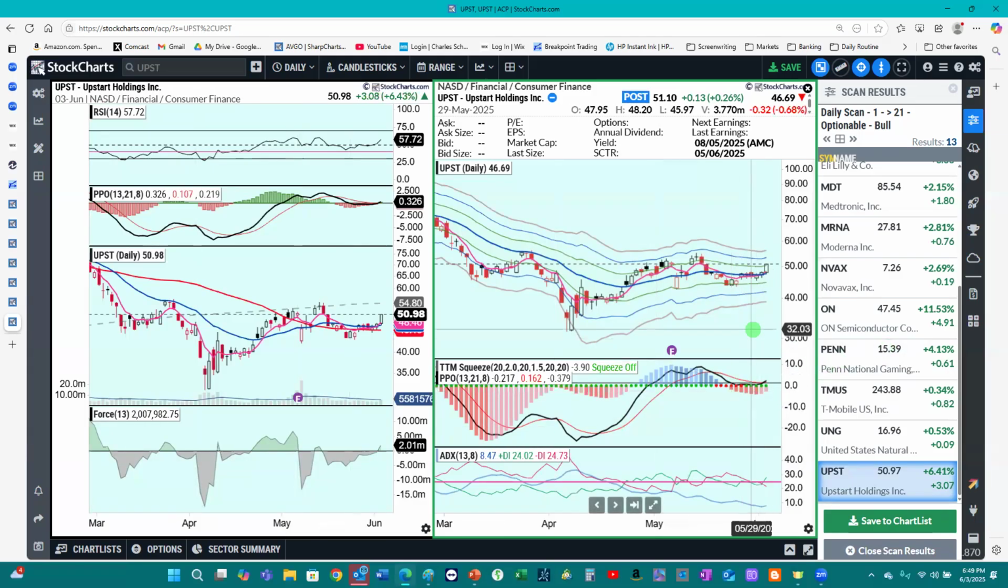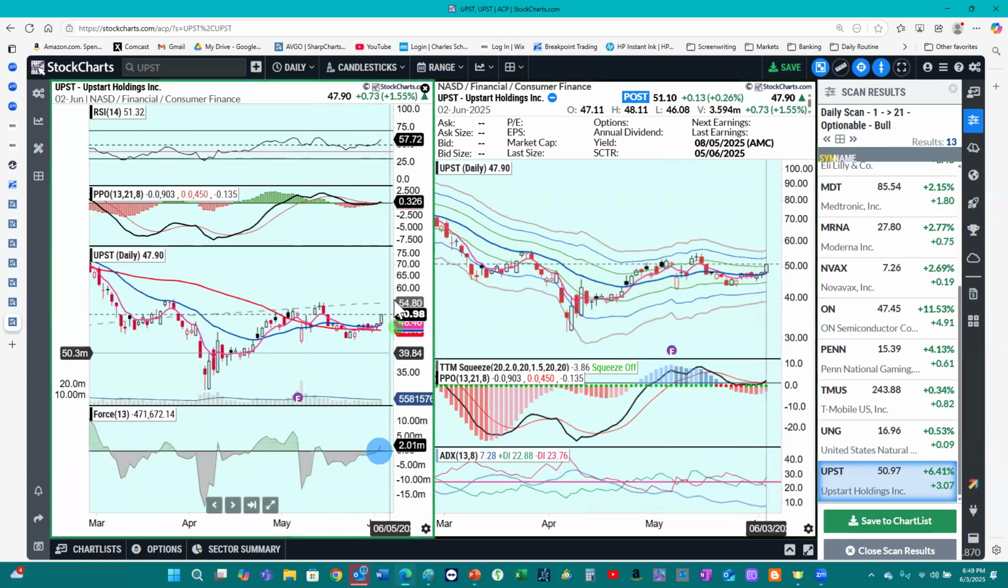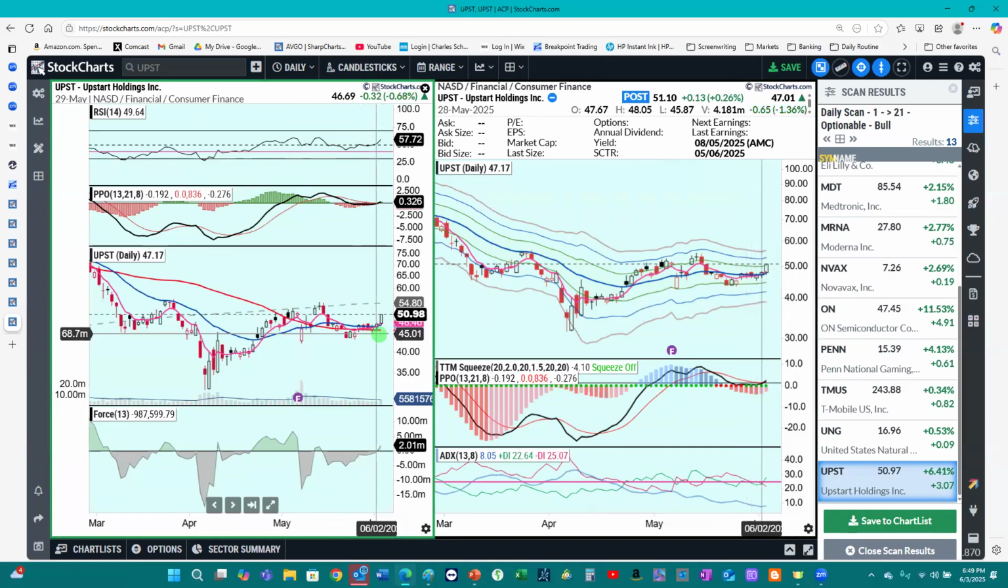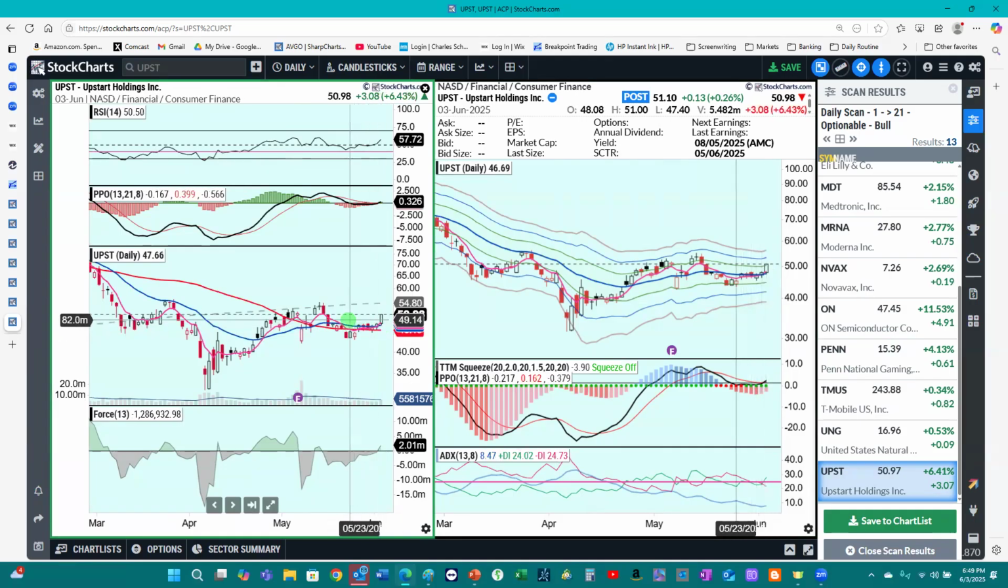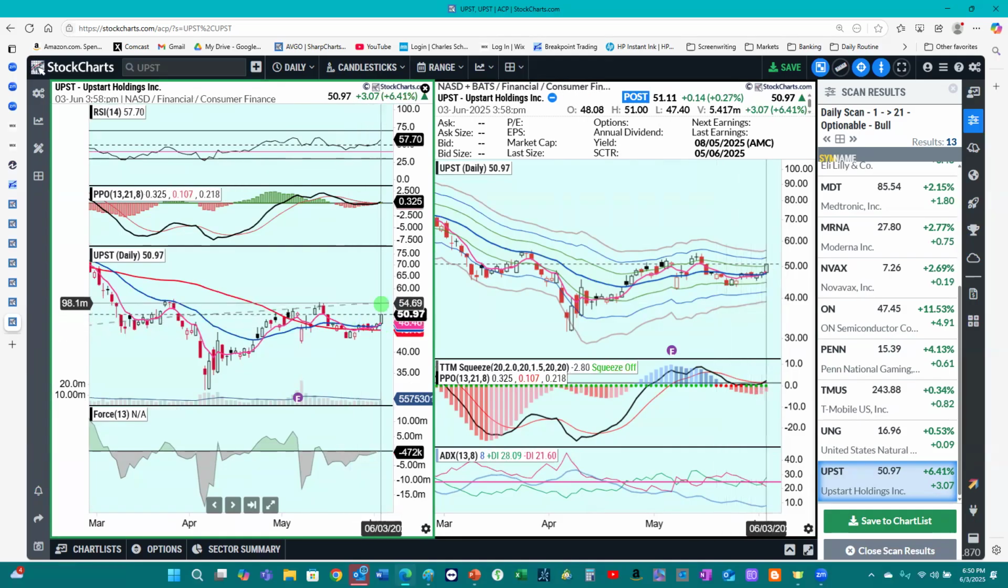So a couple of things I'll show you on this. Upstart actually made the list yesterday as well. Had a really nice candle today. The momentum is moving up. The green line has crossed the red line. Momentum here is moving higher. The MACD has just crossed over zero. And all of the moving averages look good other than the 200. So the 200 up here still needs to get through that one.